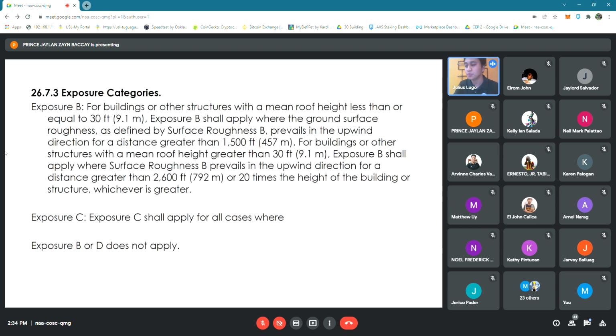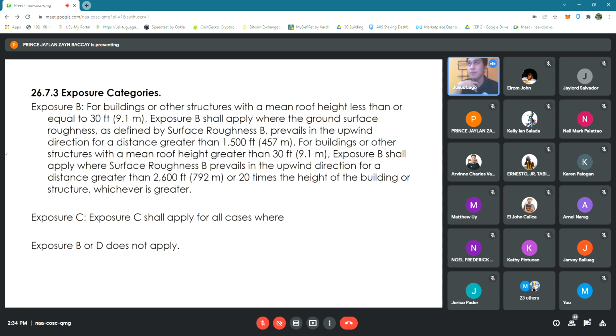Next, we have 26.7.3. Next slide po. These are the exposure categories. Actually, yung exposure C dyan, guys, or yung exposure B dun sa baba, kadugtong niya yan nung under sa exposure C. So, i-edit ko na lang yan later on and i-upload ko na lang. Okay? So, for exposure B, for buildings or other structures with a mean roof height less than or equal to 30 feet, exposure B shall apply where the ground surface roughness as defined by surface roughness B prevails in the upwind direction for a distance greater than 1,500 feet or 457 meters. Okay.